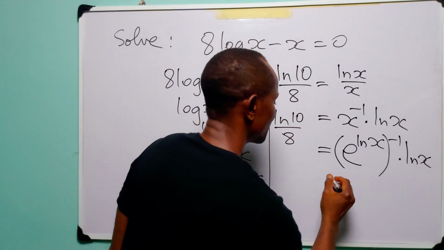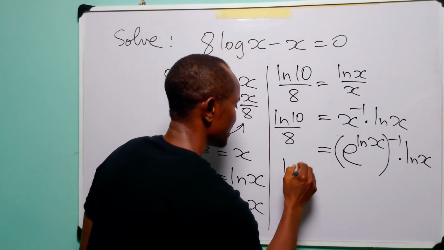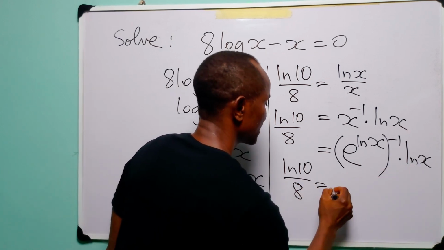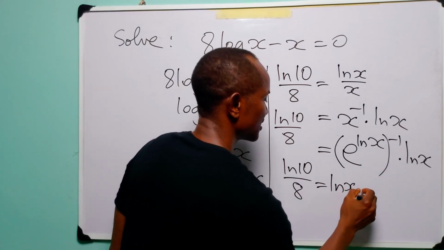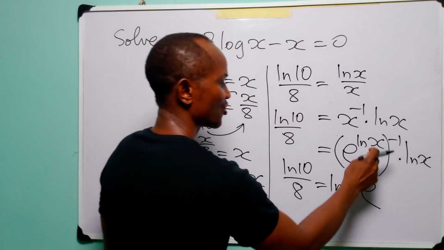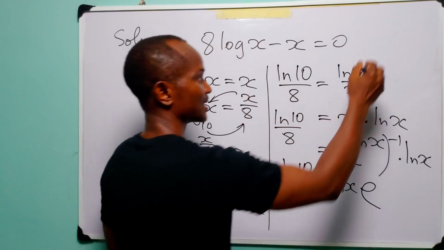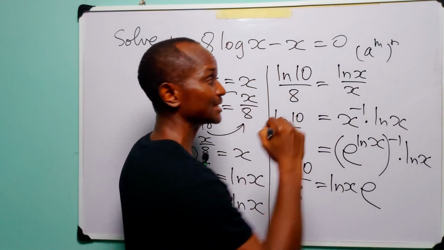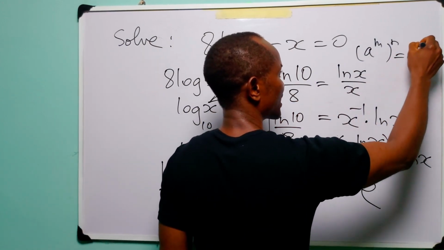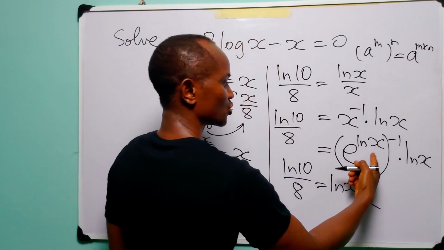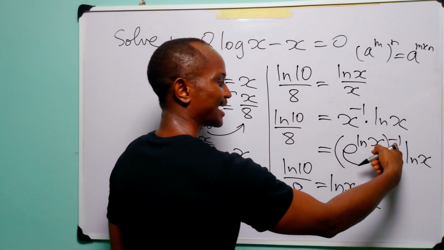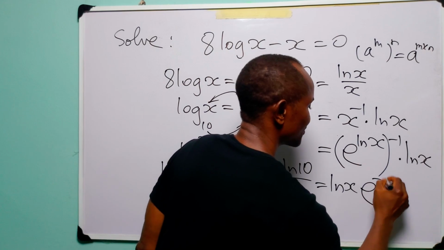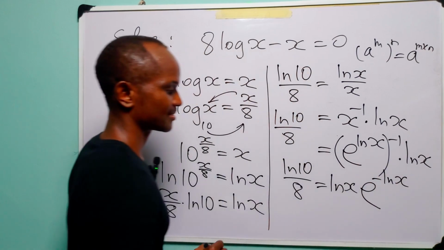So writing this in the proper form, we have that ln 10 divided by 8 is equal to ln x multiplied by e. Remember that when you have a raised to power m raised to power n, it's simply equal to a raised to power m times n. So to open this bracket, we multiply minus 1 by ln x. So we have e raised to power minus ln x.